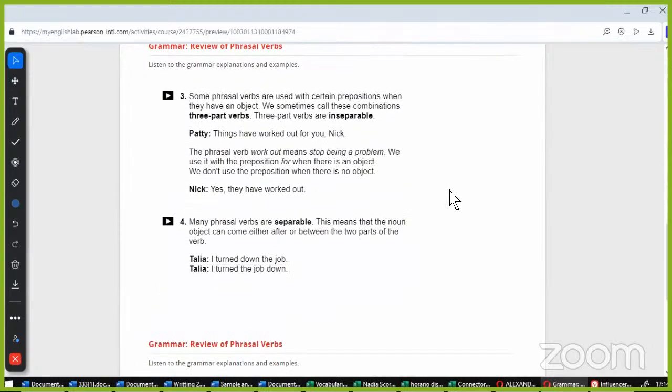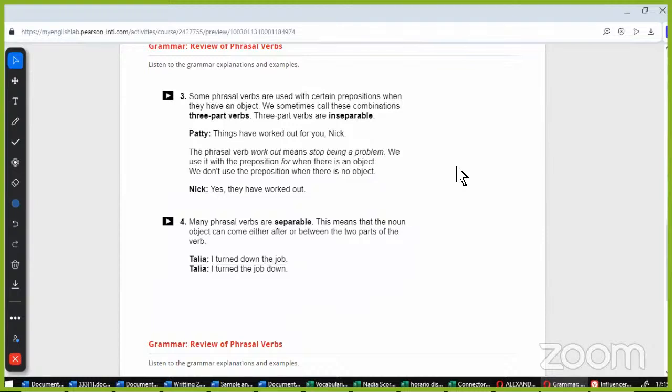Okay, let's continue, please. Some phrasal verbs are used with certain prepositions when they have an object. We sometimes call this combination three-part verbs. Three-part verbs are inseparable. Things have worked out for you, Nick. The phrasal verb work out means stop being a problem. We use it with the preposition for when there is an object. We don't use the preposition when there is no object. Yes, they have worked out.